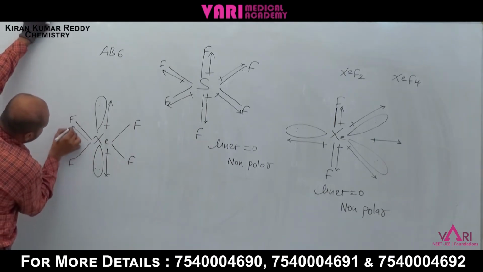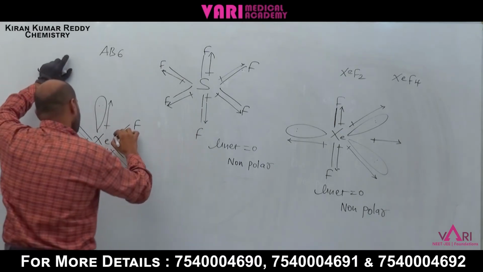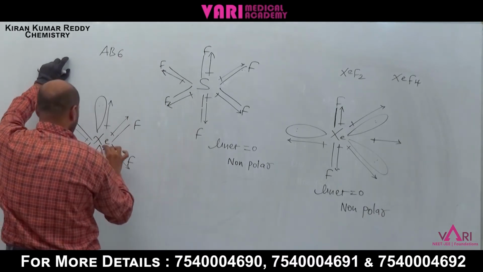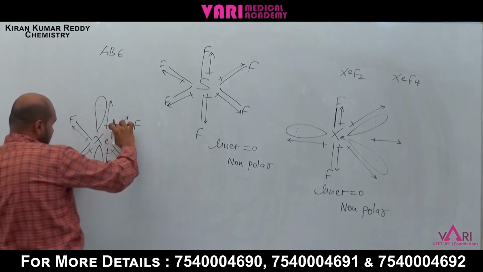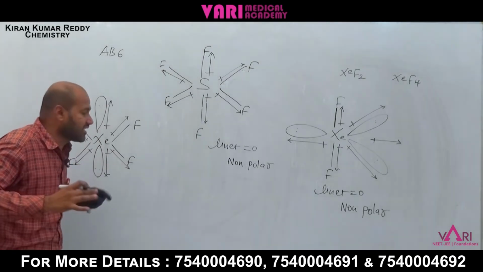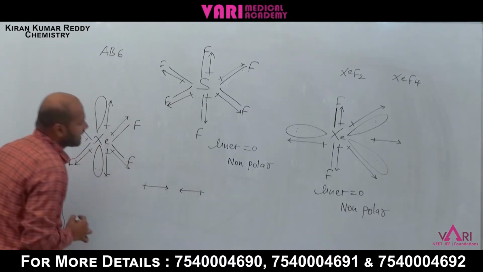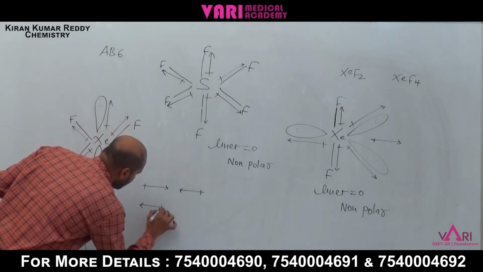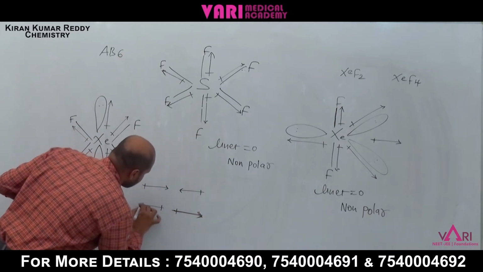Now here is fluorine, xenon to fluorine, here also xenon to fluorine. These are opposite, they are cancelling. Here also xenon to fluorine, they are cancelling. Xenon is less electronegative, fluorine more electronegative. Opposite directions are cancelled, the vectors, you know. This direction and another one also this direction, they are cancelling each other.